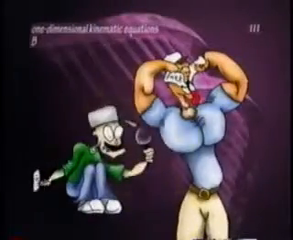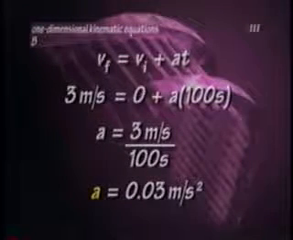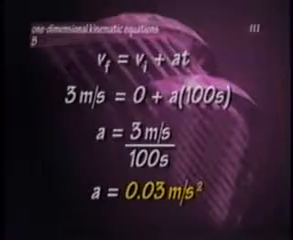Now plug and chug. V final 3 meters per second equals v initial 0 plus a times 100 seconds. Use algebra to isolate a, and you get that Not Quite Bright's acceleration is 0.03 meters per second squared. Suppose you'd ended up with an acceleration of negative 0.03 meters per second squared. That would mean that Not Quite Bright was decelerating. Now, let's move on to the second kinematic equation.